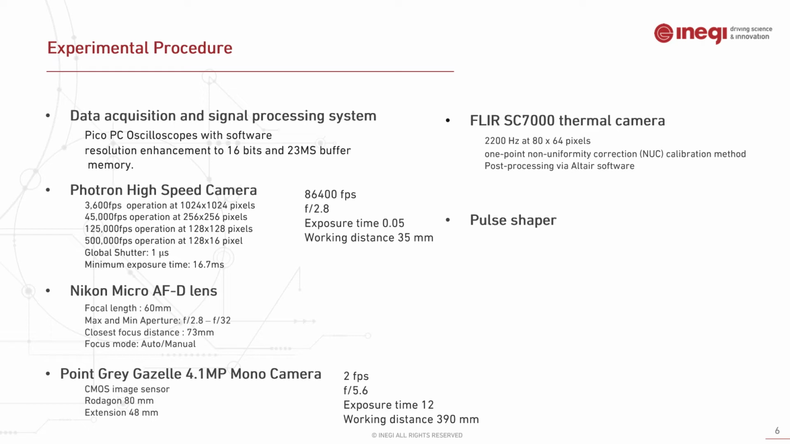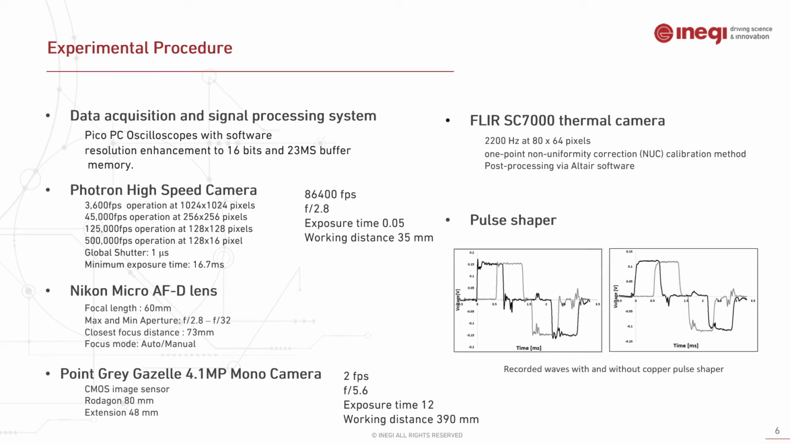We use the copper pulse shaper in our dynamic experiments in order to minimize the wave dispersion and achieve a nearly constant strain rate and facilitate the stress equilibrium. And here you can see the example of with and without pulse shaper. On the left you can see without, and on the right you can see the effect of using the pulse shaper, which significantly reduces the oscillations in the results.